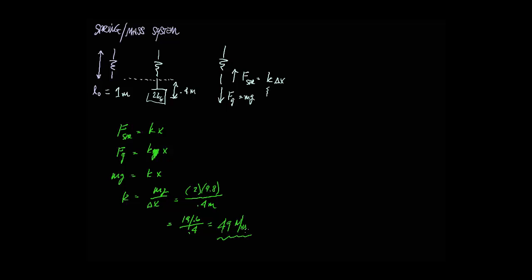Now we assume that k value is constant. So once we have the k, we have the k. We don't have to change it up, and it's going to be constant there. Now we can find a few other things.